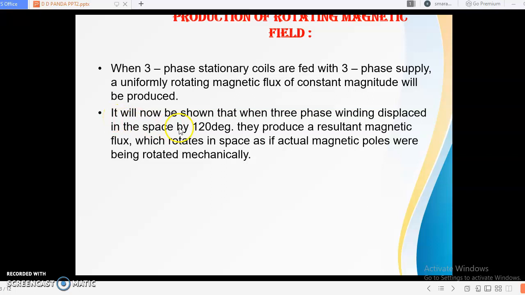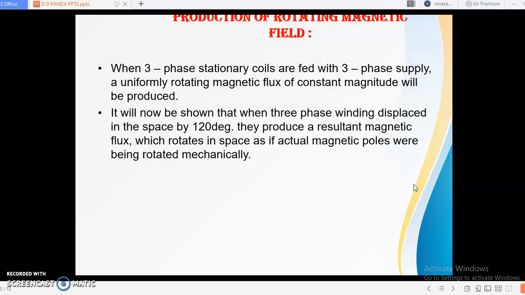Secondly, it will now be shown that when three-phase windings displaced in the space by 120 degree, they produce a resultant magnetic flux which rotates in space as if the actual magnetic poles were being rotated mechanically. Let me clear the point.